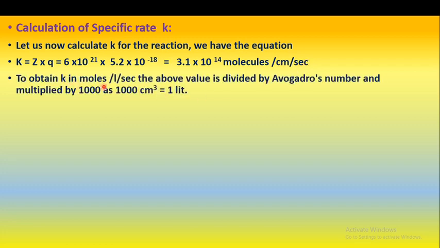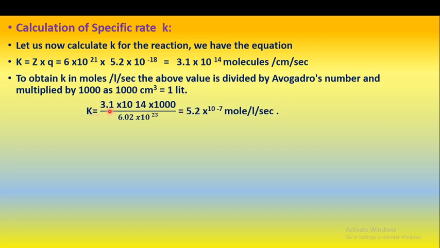To obtain K in moles per liter per second, since here it is in molecules, we divide by Avogadro's number and multiply by 1000, because 1000 centimeter cube is equal to 1 liter. Therefore, K is equal to 3.1 into 10 raised to 14 into 1000 divided by 6.02 into 10 raised to 23, which is equal to 5.2 into 10 raised to minus 7 moles per liter per second.